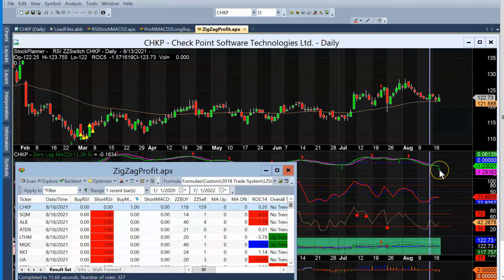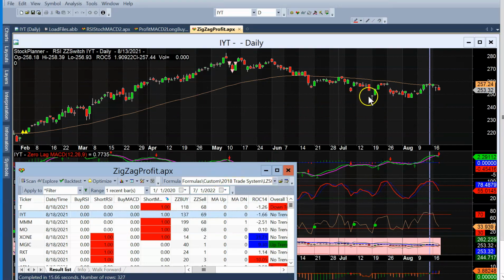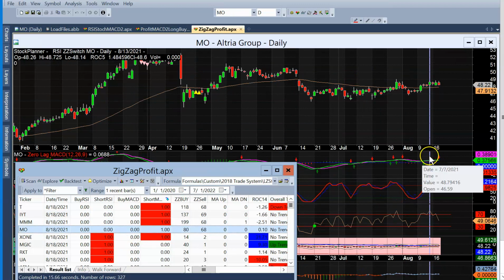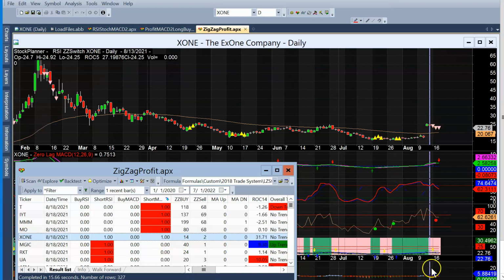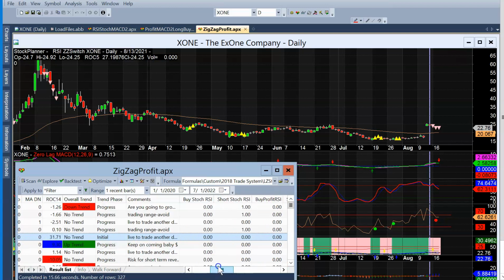Checkpoint Software showing an MACD buy. AT&T is showing a short, along with the CTF technology. 3M company, no momentum, stay away. Altria showing a short, but it's close to zero, and there's no momentum, stay away. X1, no momentum. Well, check out this list and do your own due diligence using the charting software that you have. And then I have other slices here.